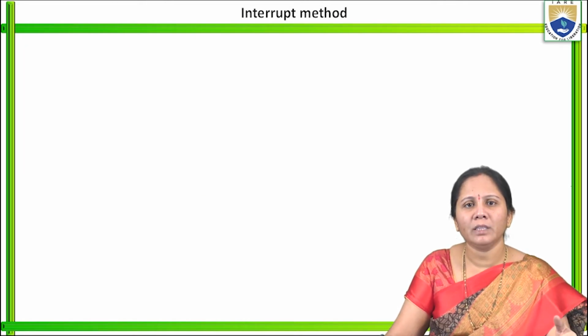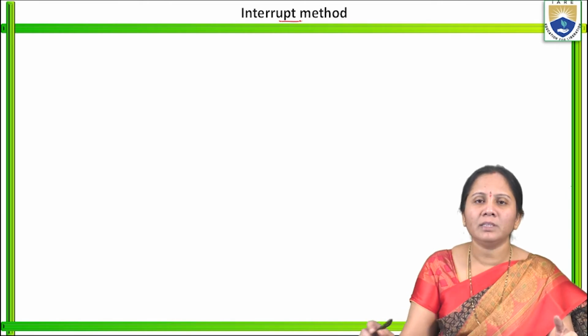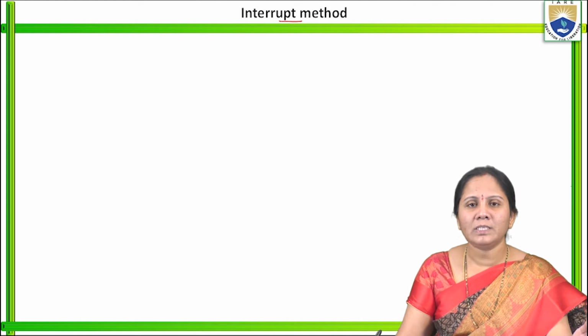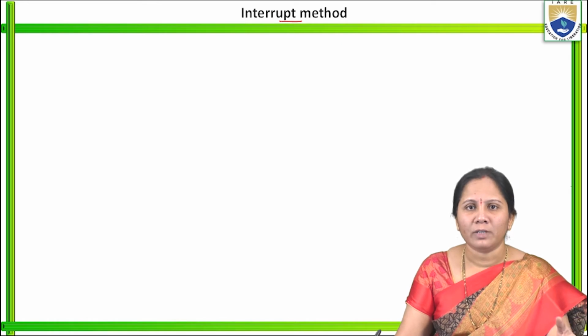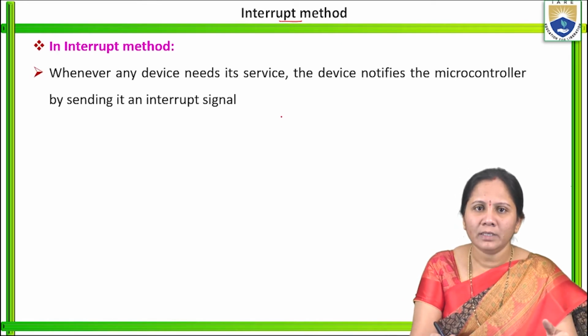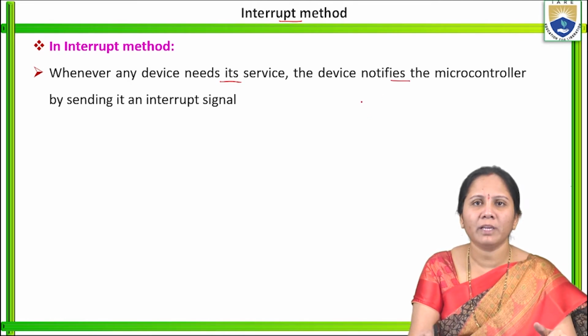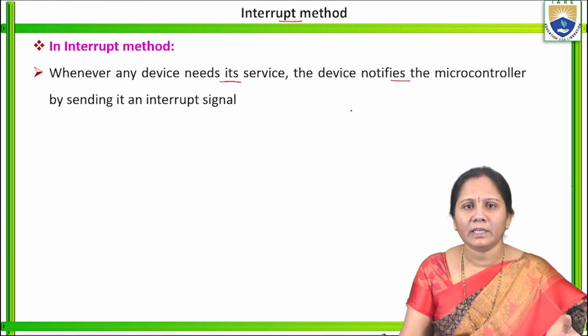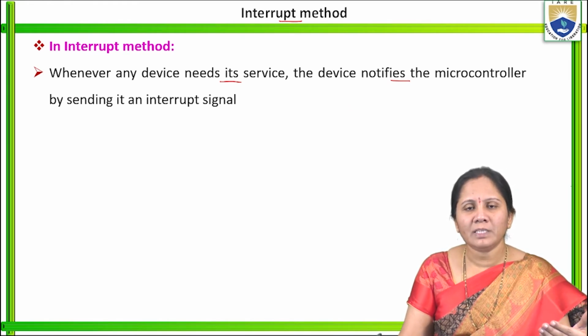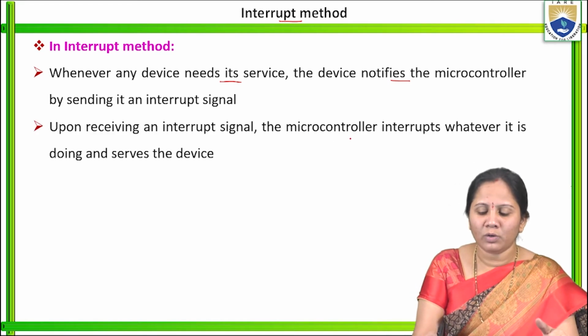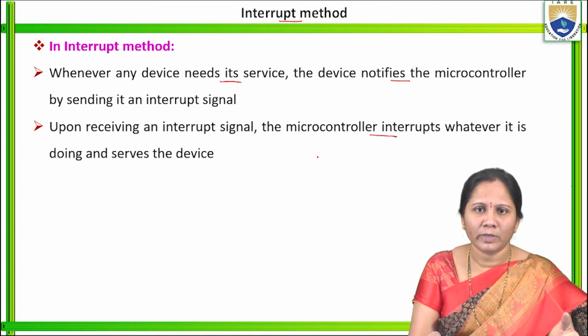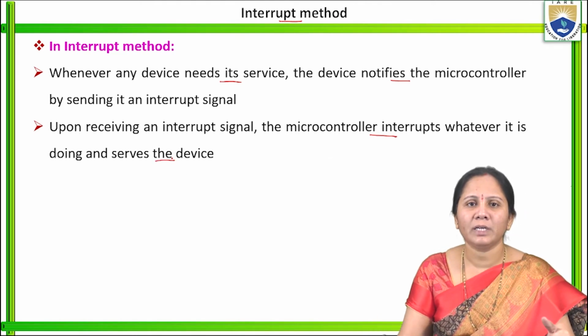So that is the main drawback in the polling method during data transfer between IO devices and microcontroller. And so here the second method is the interrupt method. Now we will see in the interrupt method how the data transfer will be done between IO devices and microcontroller. So in the interrupt method, when any device needs its service, that particular device will notify the microcontroller by sending an interrupt signal. So if an interrupt signal comes only, the microcontroller will stop whatever it is doing, then it is going to service that particular device.